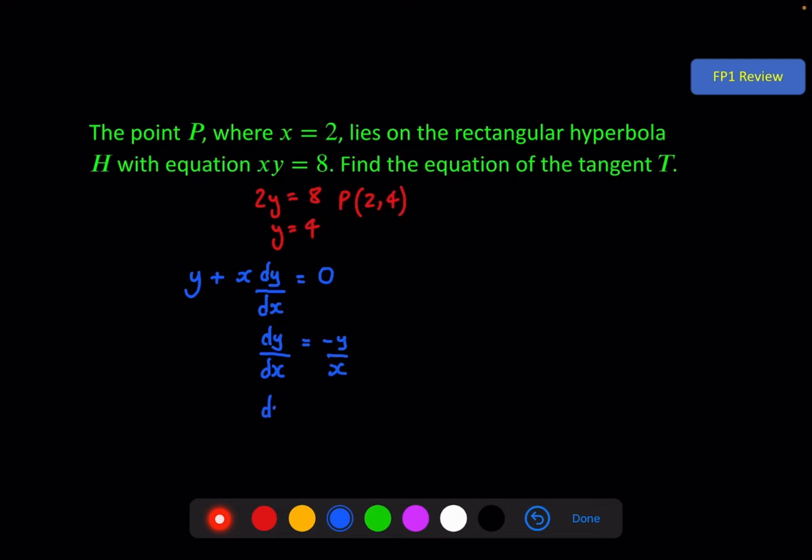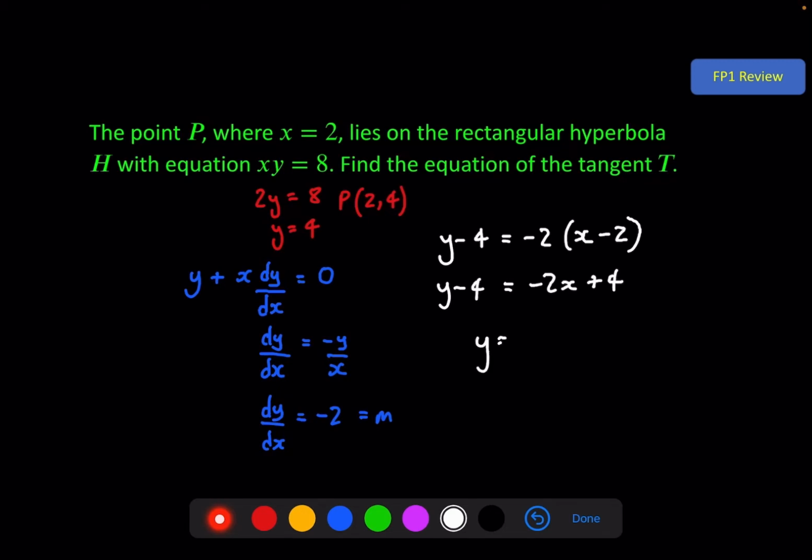And at this particular point, where y is 4 and x is 2, that gives us a minus 2 as our gradient in the line equation. So y minus y1, which is 4, is equal to m, minus 2, times x minus x1, which is 2. And we can expand that out if we want to give a final equation as y equals minus 2x plus 8. And there is the equation of the tangent.